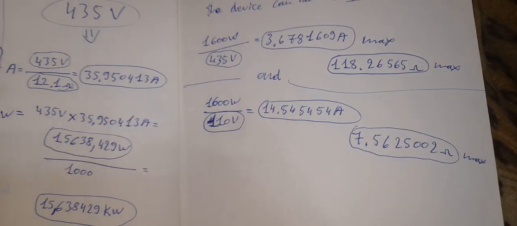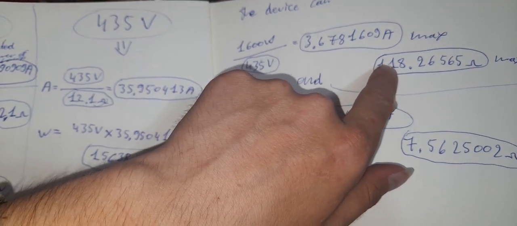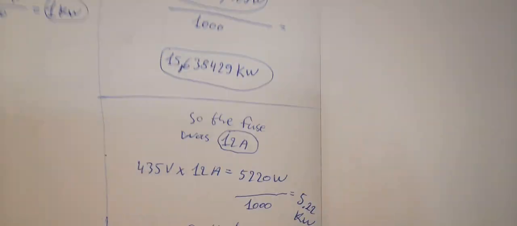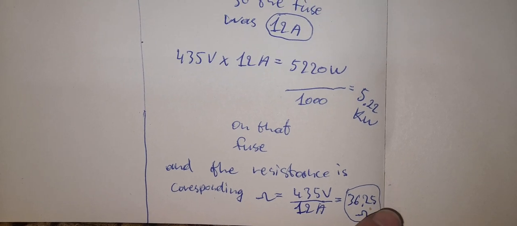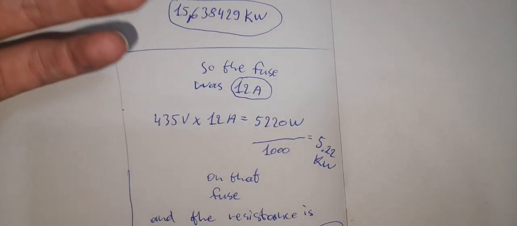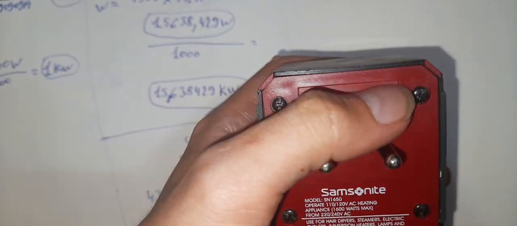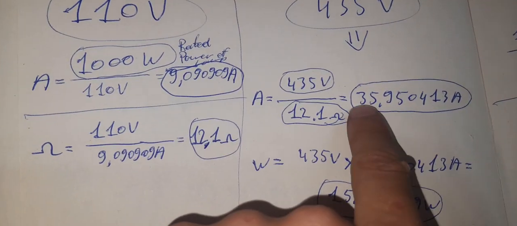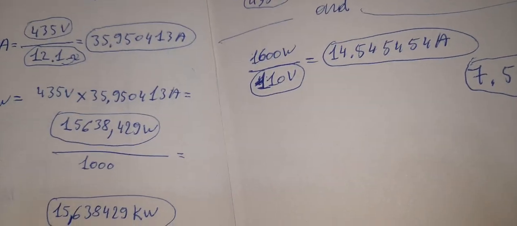So, as I was telling you, in place of 118.3 ohms, let's say, it was 36.25 ohms, and that's great because it fused at 12 amps and not at 35 amps, for example, as 35.9, so 36 amps. Better it was protected at 12 amps.